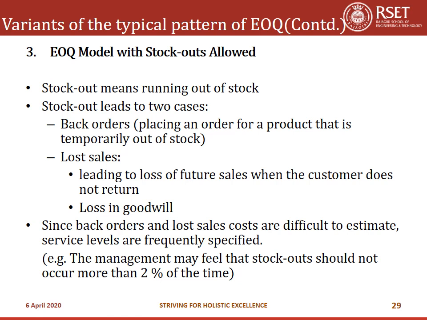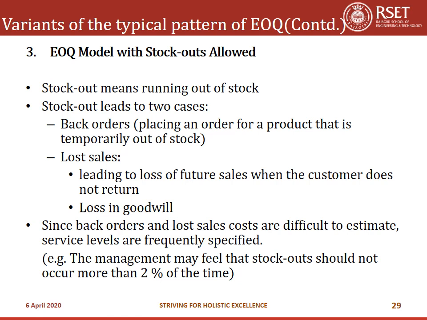For example, if you take certain cars, you can see that people actually have to book the cars and wait for 6 months before having them delivered, because that lot is not available, or the product is not readily available. This is known as a stock out, and it leads to a back order. Back order means placing an order for a product that is temporarily out of stock. That is one case that can happen if a stock out happens. That happens if you're really good.